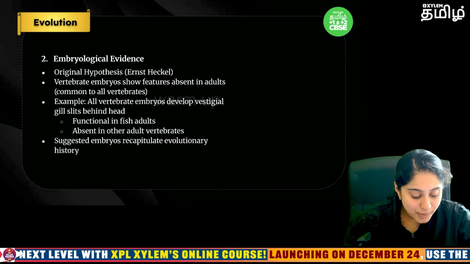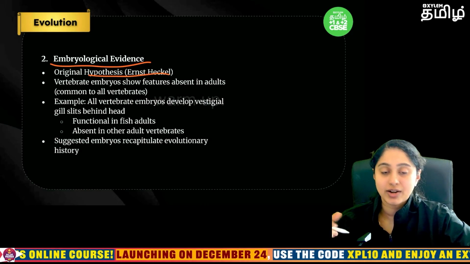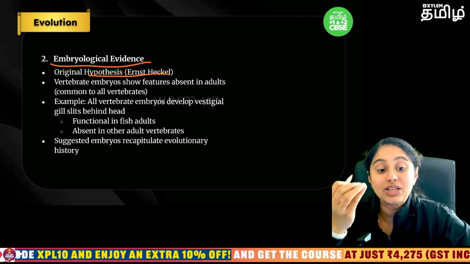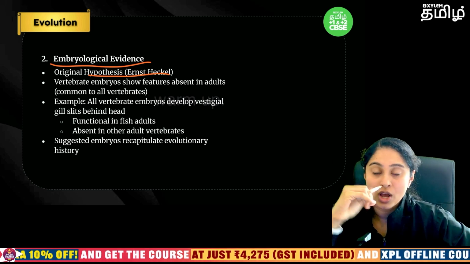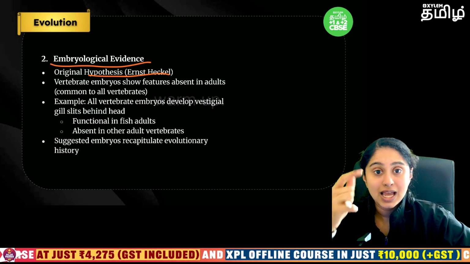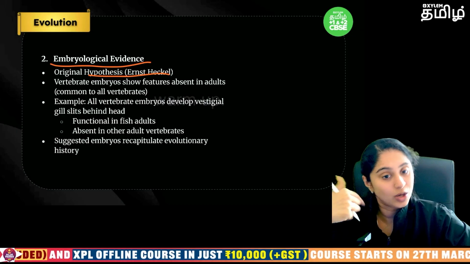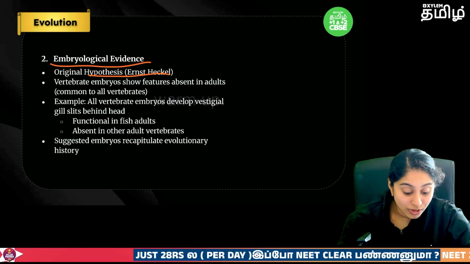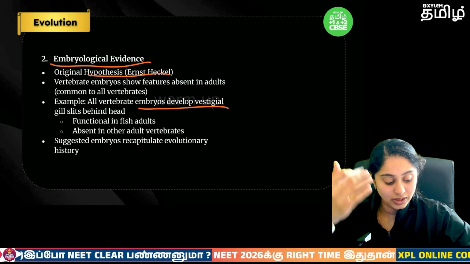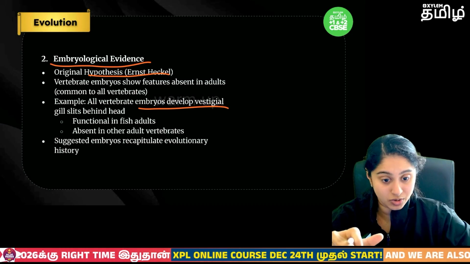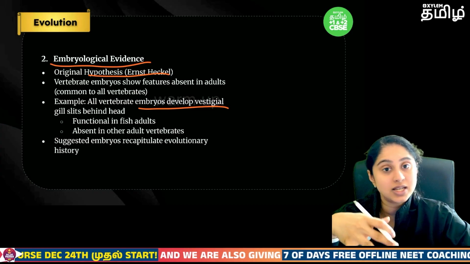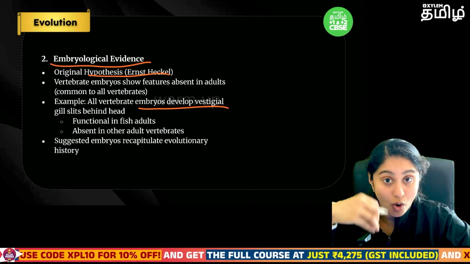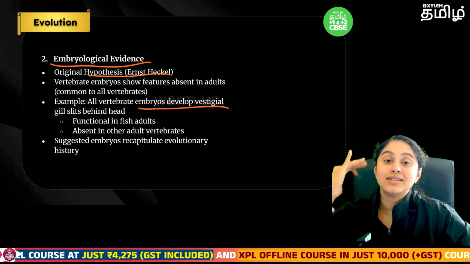Second is the embryological evidence. Okay, so this hypothesis was created by Ernst Haeckel. He said that vertebrate embryos show features that are not there in the adults. Means what? For example, if we see the fetus of a human, in the initial period there will be a tail. But do we have tails once we grow? No. A reduced structure is formed. Correct. So all vertebrate embryos will develop all the vestigial organs first, which are functional in the fish but vestigial in us. But all of these are created when the embryo is forming, kind of telling us how the ancestry is coming.